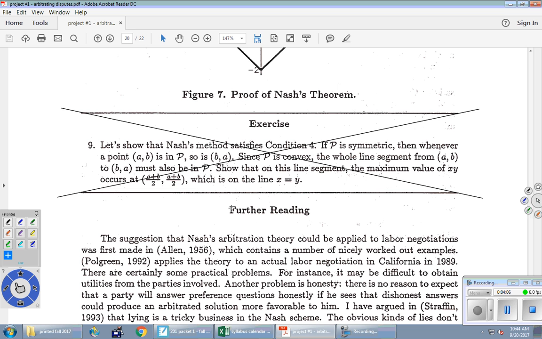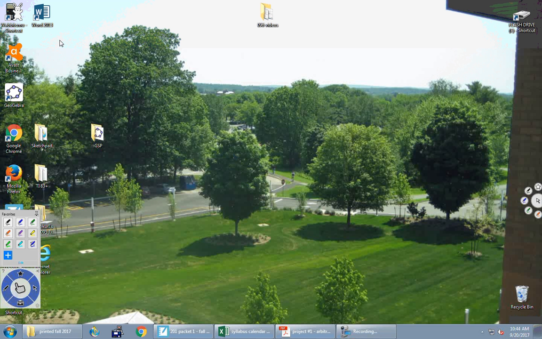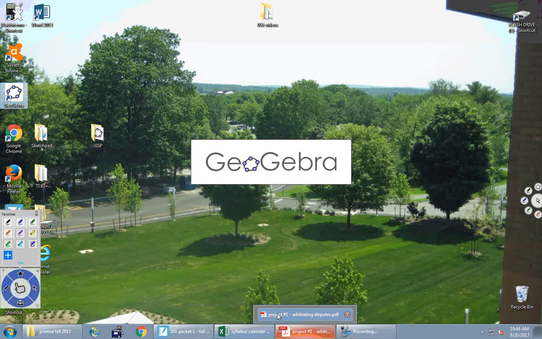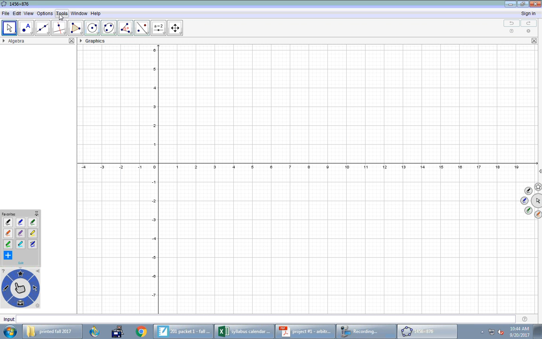All right, so let's jump in here on the bottom of page 48. So here's our first question. Without using a graph, find the absolute extrema of f of x equals 2x cubed minus 3x squared minus 72x plus 5 on the interval -6 to 8. Okay, so remember, extreme means high and/or low. So we're looking for the high and/or low points of that function. And we want the absolute ones as contrasted with the local ones. We want the absolute highest point anywhere on that interval and the absolute lowest point anywhere on that interval.